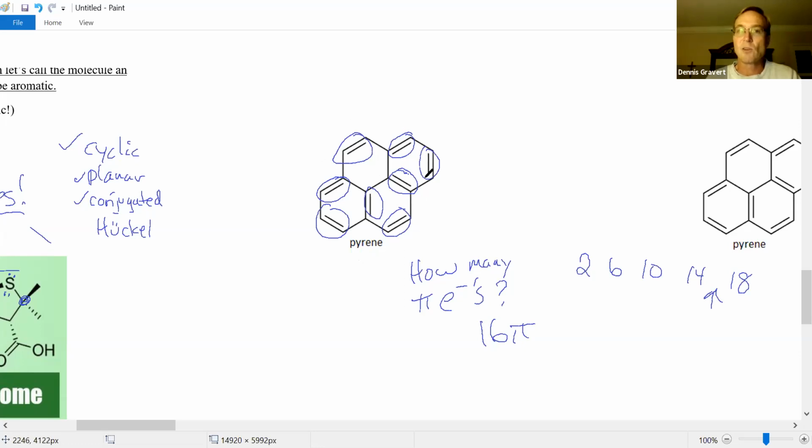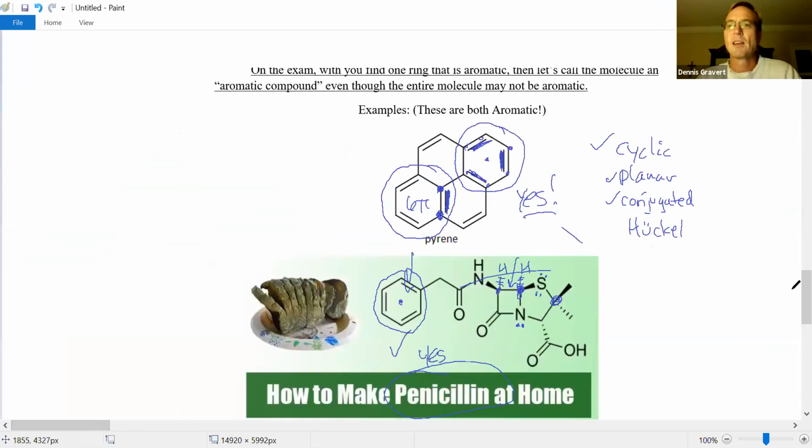Well, I'm not going to count the whole molecule and all the pi bonds. I'm going to go after one ring. So maybe I'll count that ring. Probably not my first choice, but it works. This ring is aromatic. Therefore, pyrene is aromatic. In fact, it's called a polycyclic aromatic molecule. Cool. All right.